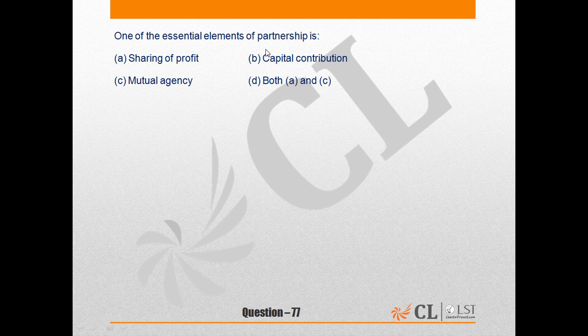Then moving on to question number 77. The correct answer option is option D, both A and C. Question number 78. Again the correct answer option is option B. A criminal conduct is when the damages are awarded but not in a criminal conduct.